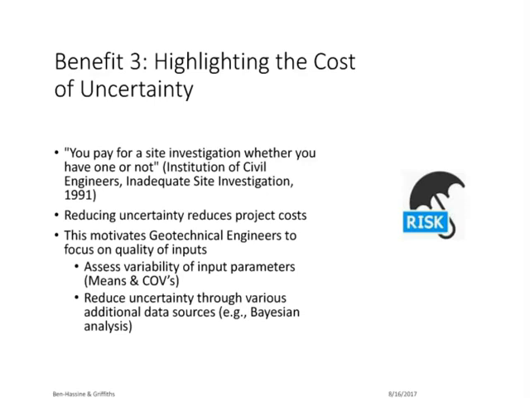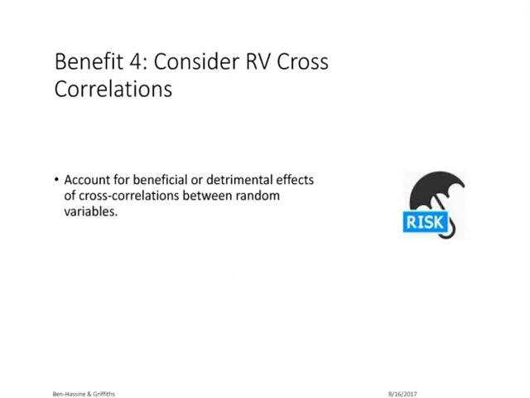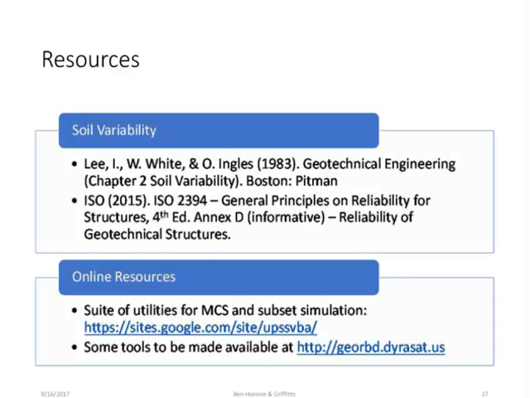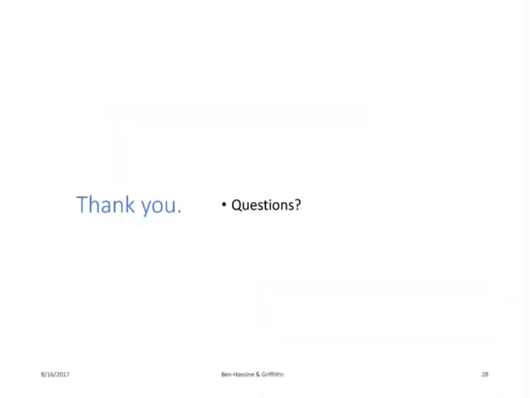You can also highlight the cost of uncertainty. That's a very big motivator for geotech engineers. They could do cross correlations for random variables. And then you can consider different distributions for random variables. And that concludes my presentation; these are some resources.